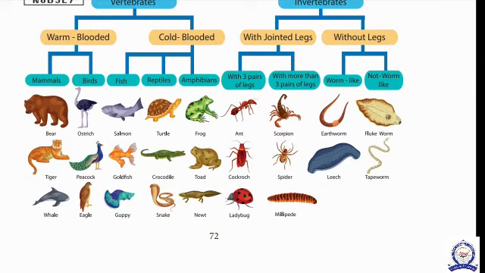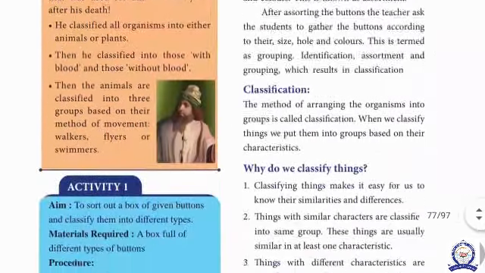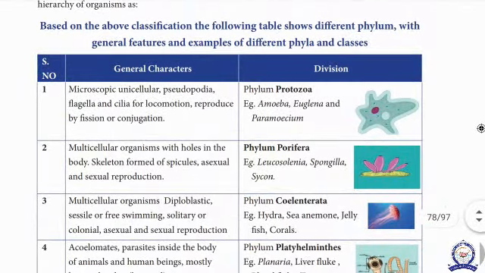Worm-like means the body is made up of collagen material. It looks like a worm-like structure. Examples: earthworm, leech. Then non-worm-like examples: fluke worm, tapeworm. These are examples. So the animals are classified based on the backbone: one is vertebrate, another one is invertebrate.